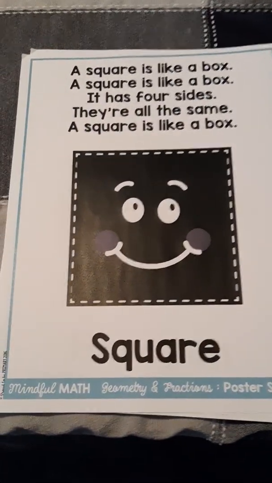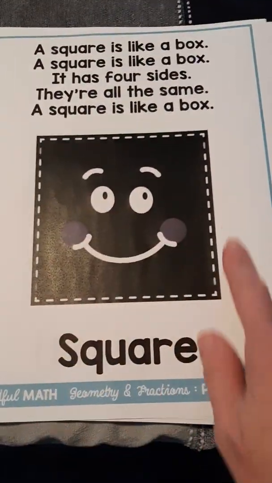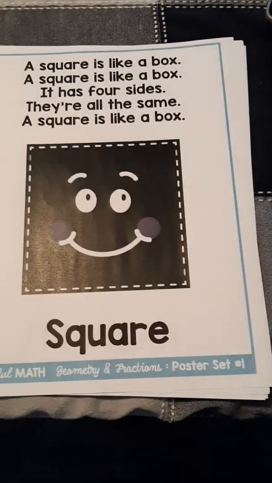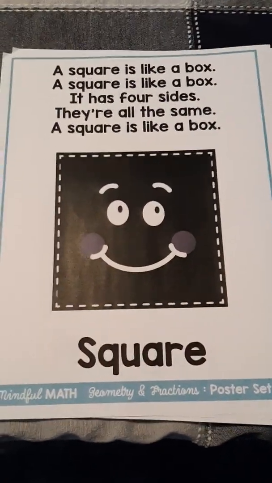A square is like a box. It has four sides. They're all the same. A square is like a box.